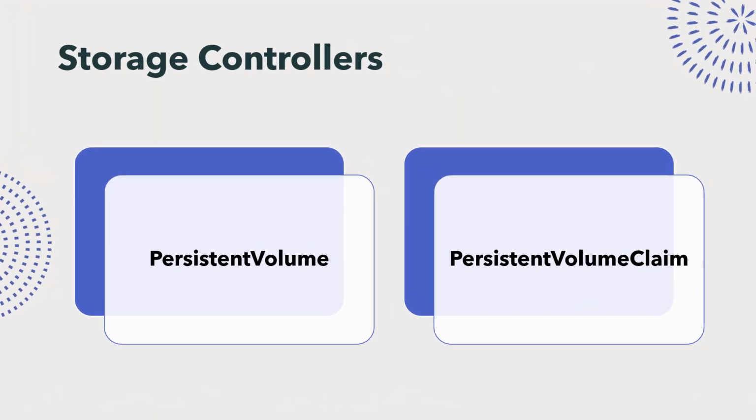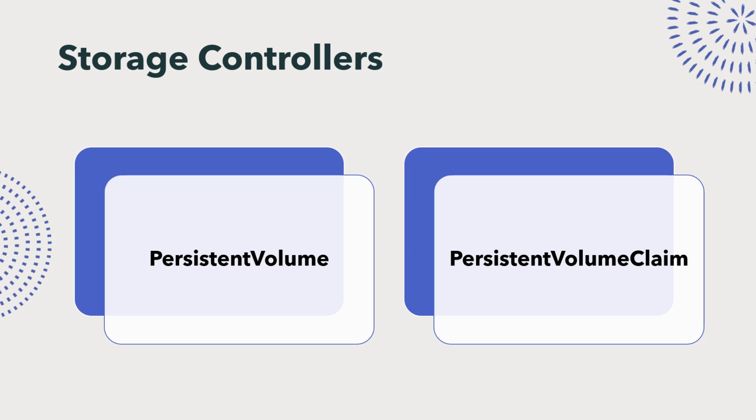Storage controllers. Persistent volume, PV, and persistent volume claim, PVC, controllers. These controllers manage persistent storage in Kubernetes. A persistent volume represents a storage resource, and a persistent volume claim allows pods to request specific storage needs. The controllers ensure that claims are bound to available volumes and maintain the lifecycle of storage resources.